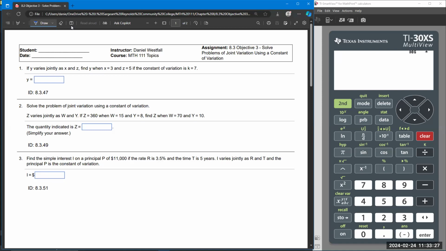If y varies jointly with x and z, I get a formula y equals k x z. Using that constant k, let's find y when x equals 3, z equals 5, and the constant of variation is 7. Then y is going to be 7 times 3, times 5. 21 times 5 is y equals 105.